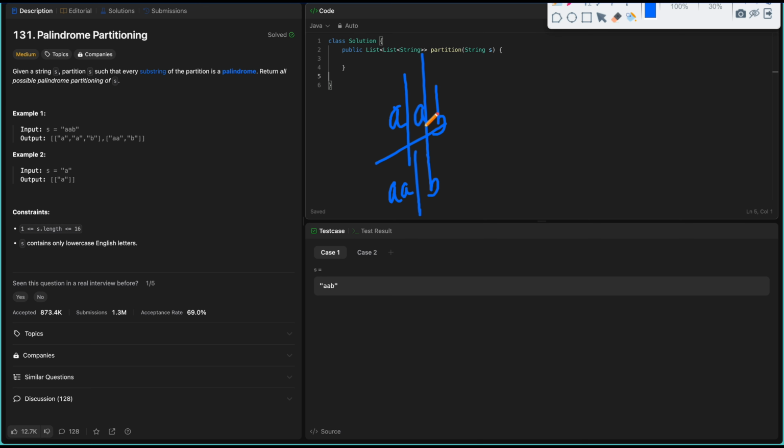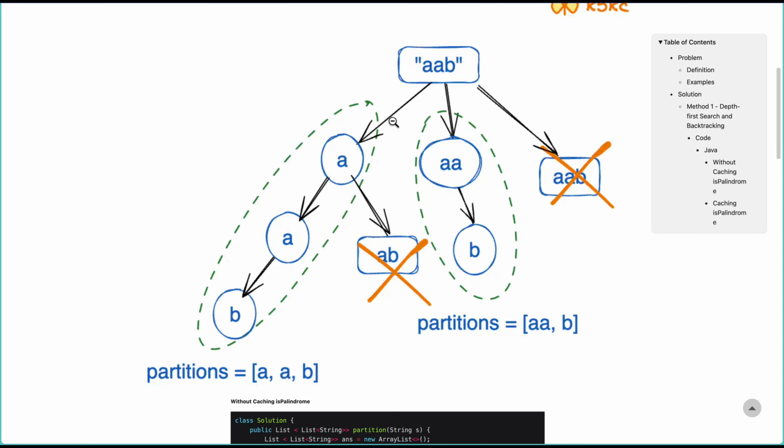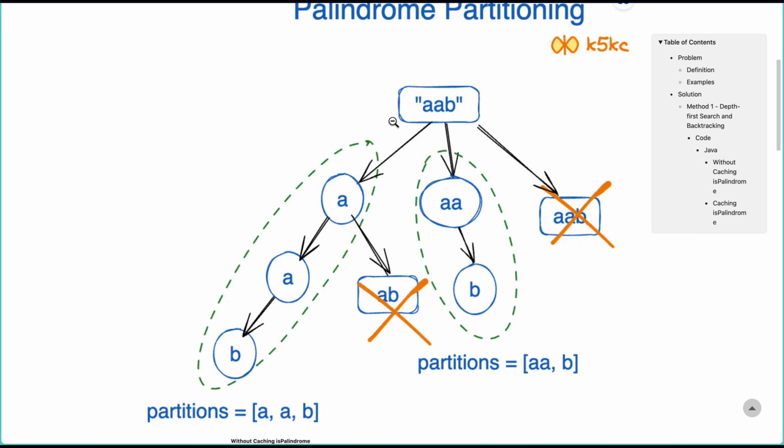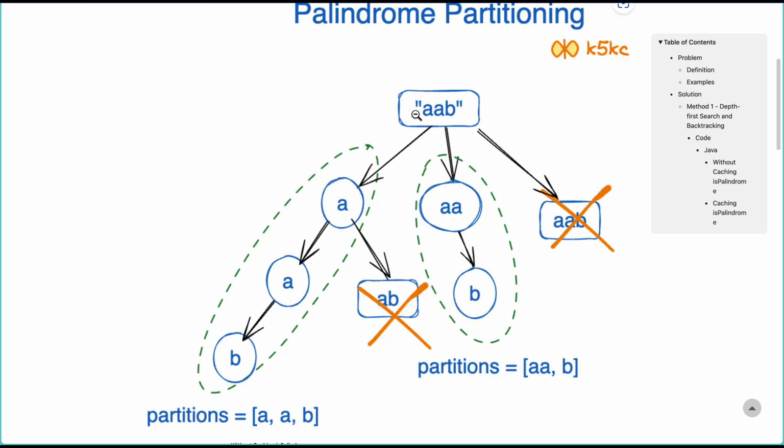So I have drawn this tree so that you don't have to look at my bad handwriting. For example, our input string is AAB. We can take the first character, say A here, and then we go deeper. The remaining character is A again. This is a palindrome, because a single character in itself is a palindrome. And then B. So all of them are palindromes, and we got one of the answers.